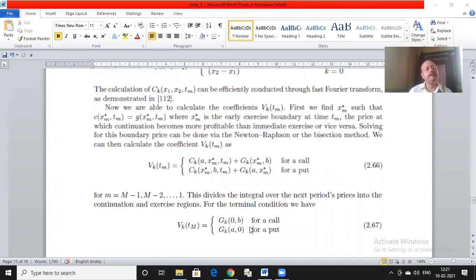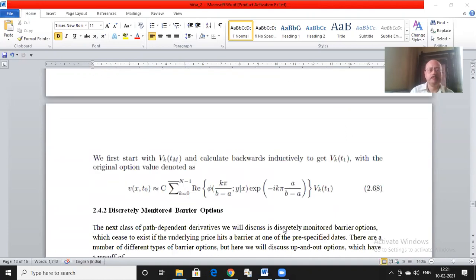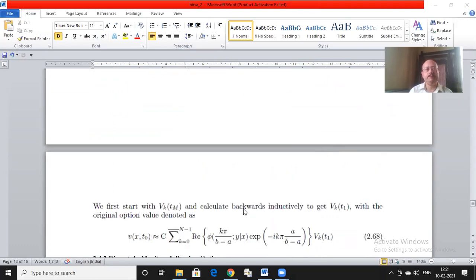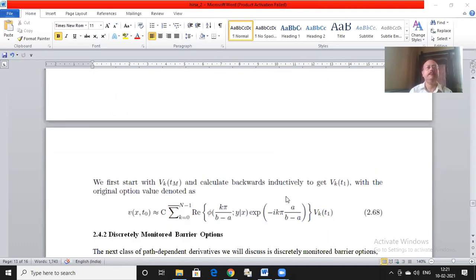And then we go one step backward, do the calculation, use them again in the previous step, and so on. So we start with VKTM, which is the easiest one, calculate backwards. So this is an inductive calculation to finally arrive at VKT1. So in terms of VKT1, I can finally calculate my final option price, VXT naught.